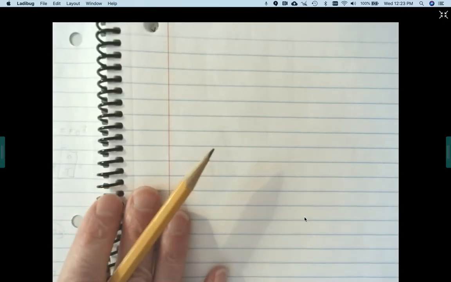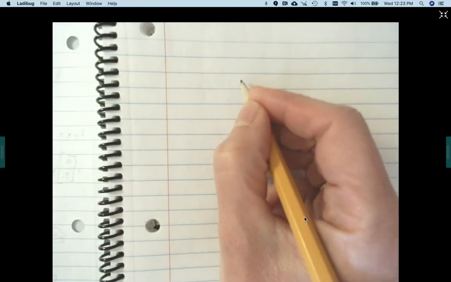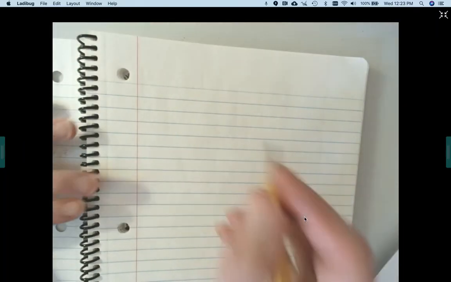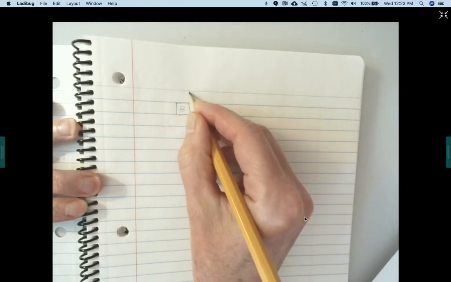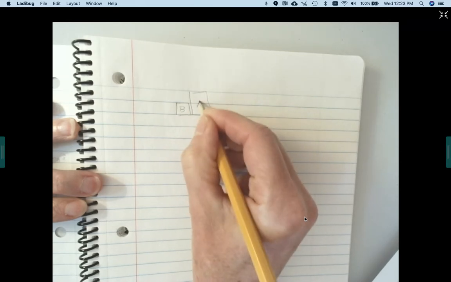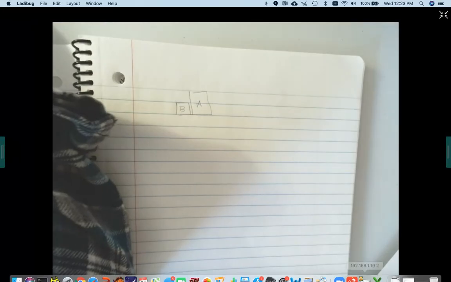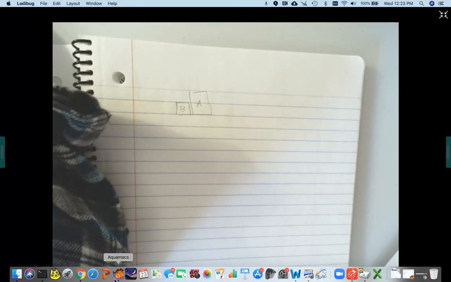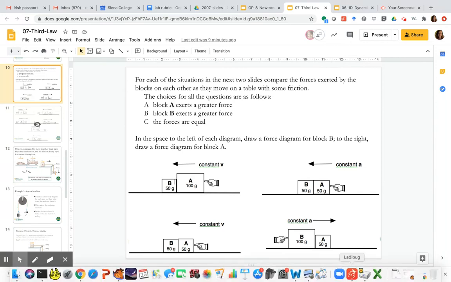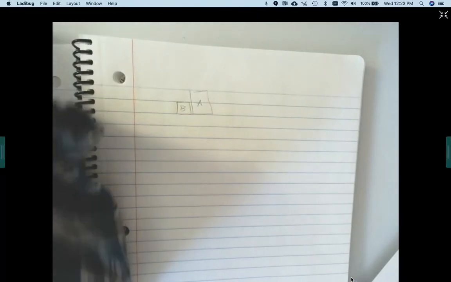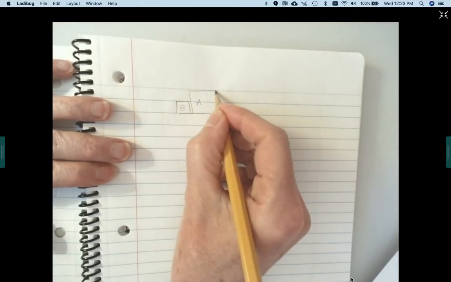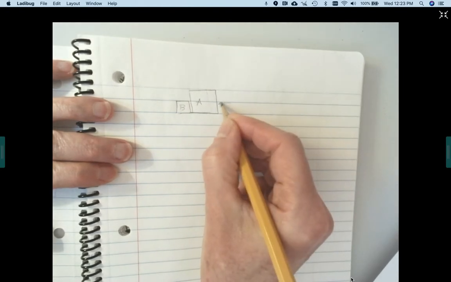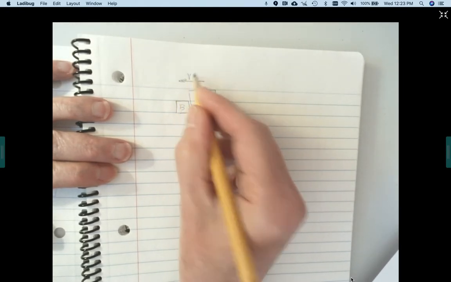So let's look at that. I'll just sketch it again over here. Okay, so we have little box B, and then we have big box A, and that was 50 and 100 grams. Yes, 50 and 100 grams. Then there's a push this way, and they're moving to the left at a constant velocity.